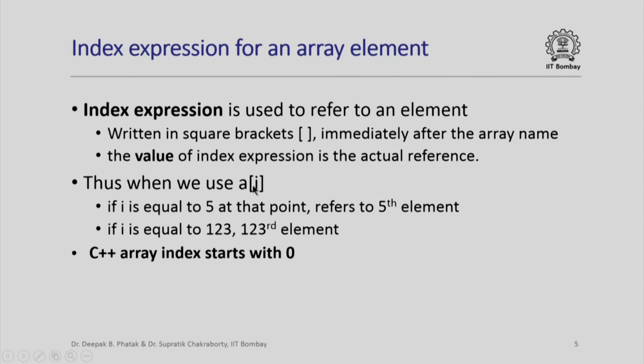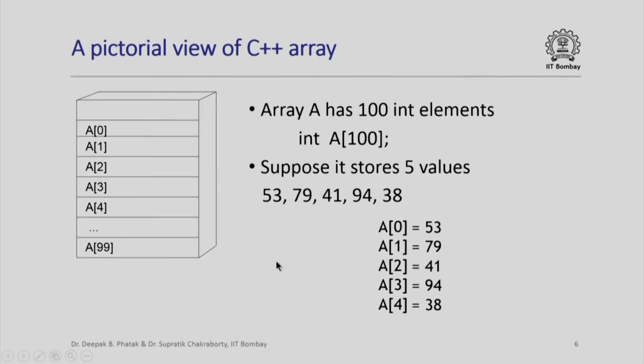There is one hitch, however. Notice that in our discussion on arrays, we assumed that the index will start from 1, 2, 3, 4. Unfortunately, the index in C++ always starts with 0. That means the very first element in the array is actually the 0th element, then the first element, second element, etc. This is pictorially represented here.